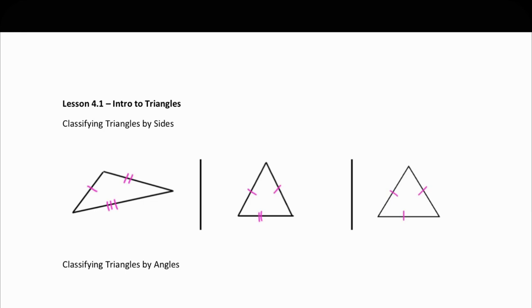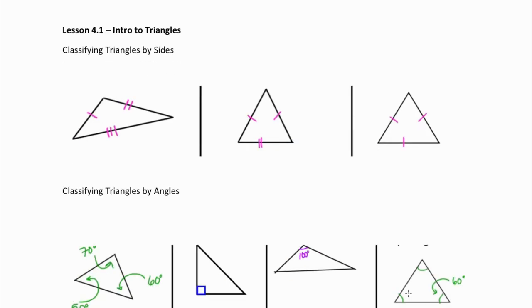Hello everybody, I'm going to go ahead and jump in to lesson 4.1. So we're going to start with talking about triangles, and we're going to start by classifying triangles by their sides. The first type of triangle is when we have three sides that are not congruent. So we have no congruent sides, and when we have no congruent sides, we call that scalene.